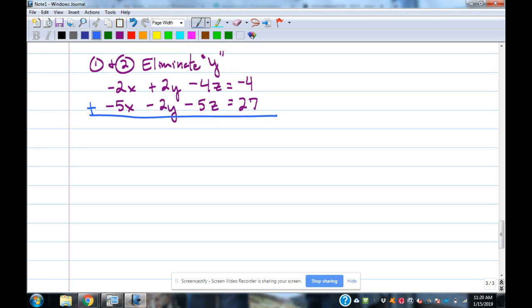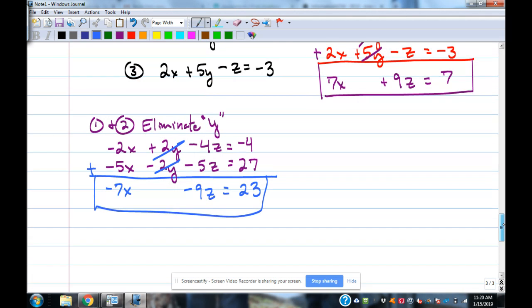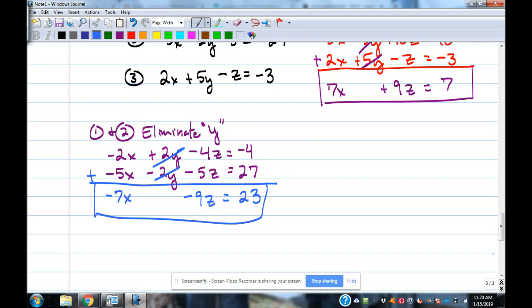All right. So we've got -2x, -5x is -7x. The y's cancel. There's -9z, and 27 and -4 would be 23, right? Now we have two equations that have the same two variables in them. This one and another one that's in a box. All right? Now, put those together as a system.